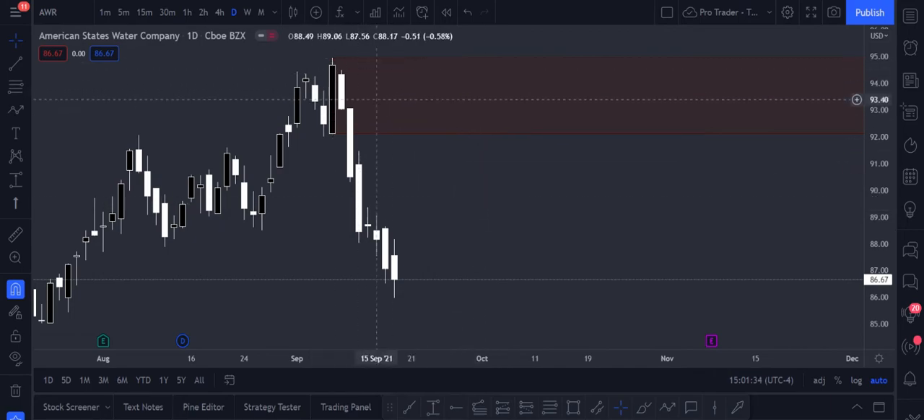So this is our fresh supply, again because price has yet to return to this zone. That's what makes it fresh. It has never been touched or tested, not even once. So that's fresh, and again, most will consider that to be a higher quality zone.